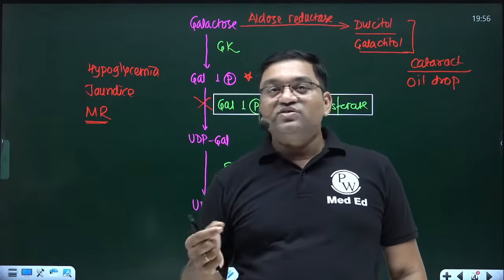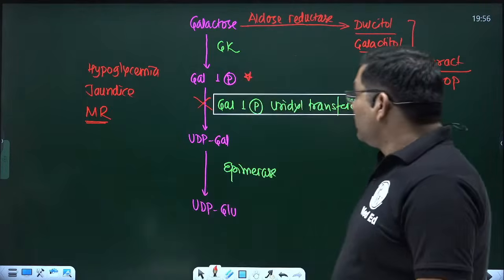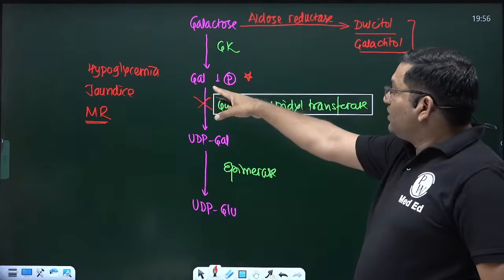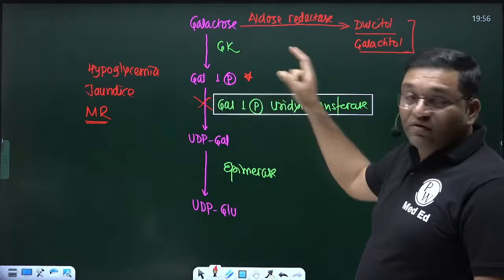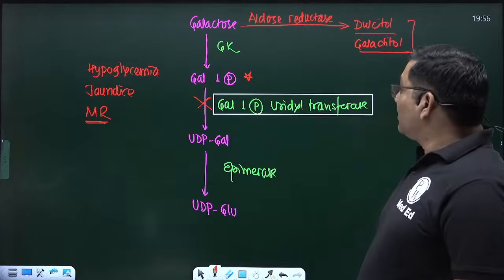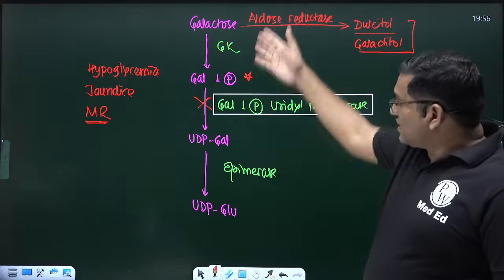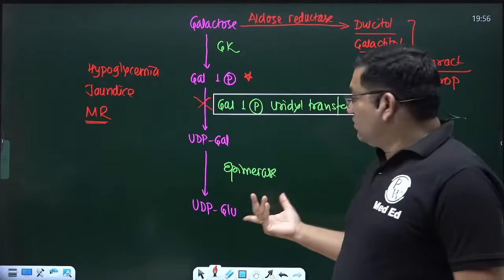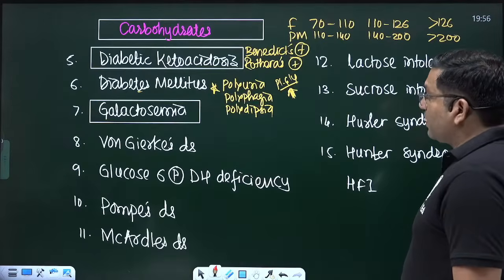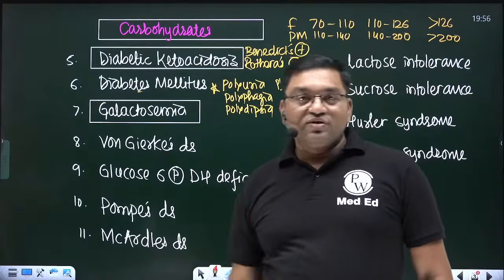This can be a picture in galactosemia, remember this. And all the symptoms of galactosemia are because of accumulation of galactose 1 phosphate. So this is a very important case, classical galactosemia, galactose metabolism. In short, this is galactose metabolism. Okay, so this is all about galactosemia.